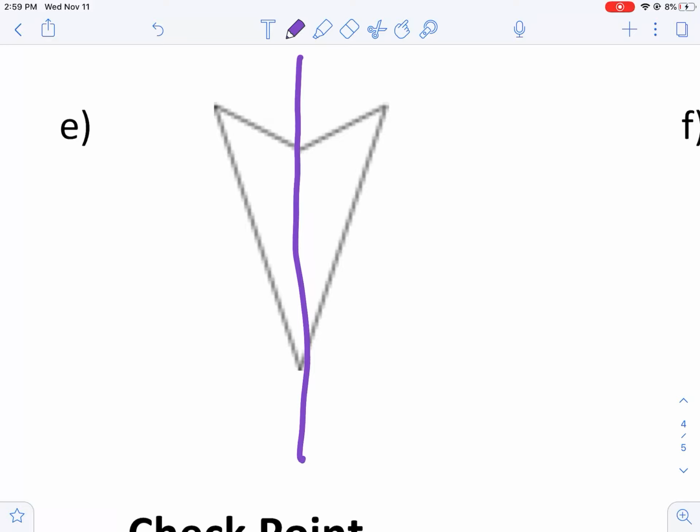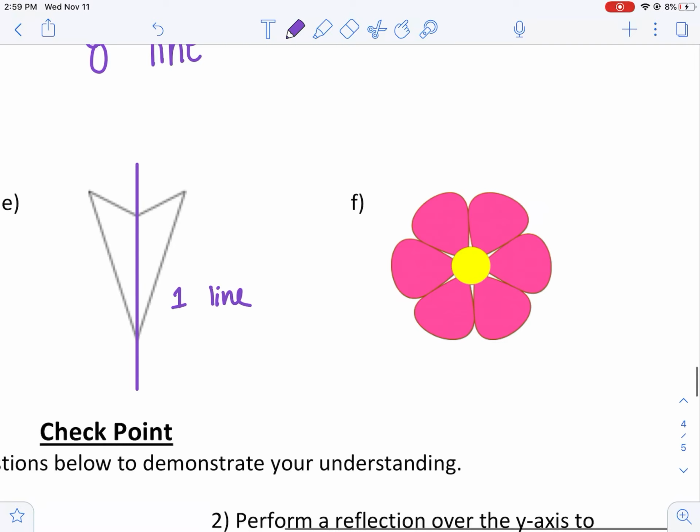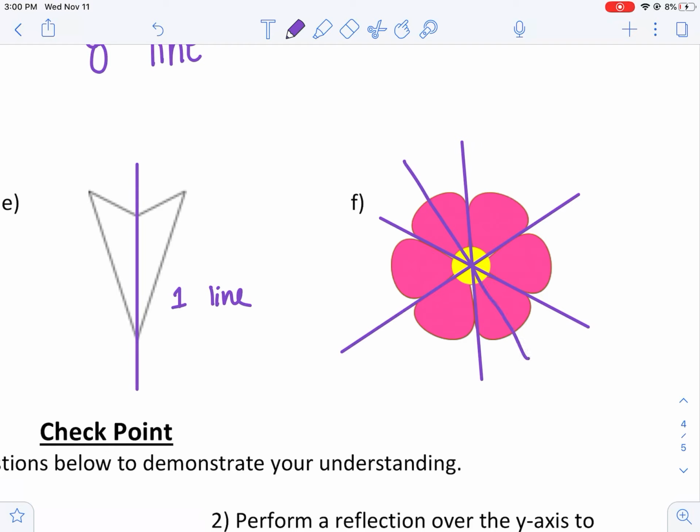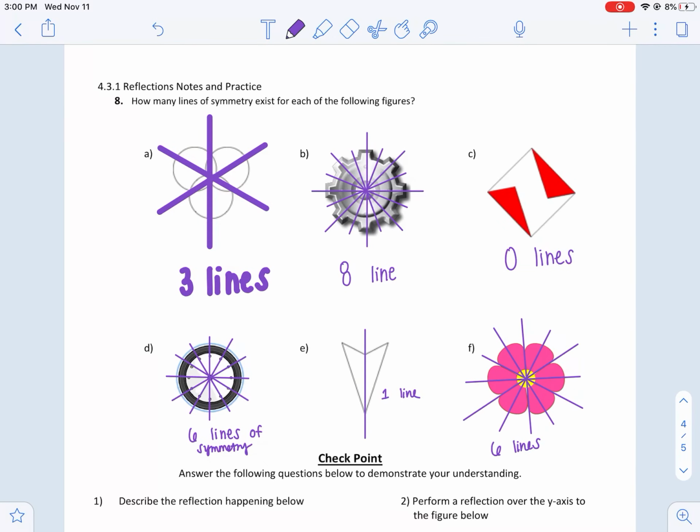Here, I just see one line. And here I see perhaps one right here, 2, 3, but then I feel like I could fold here as well, 4, 5, and 6. 6 lines. Cool. Okay, so those are our lines of symmetry, basically where we could fold the image and they line up perfectly in the exact same image on both sides.